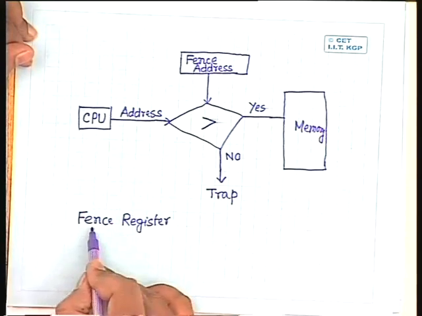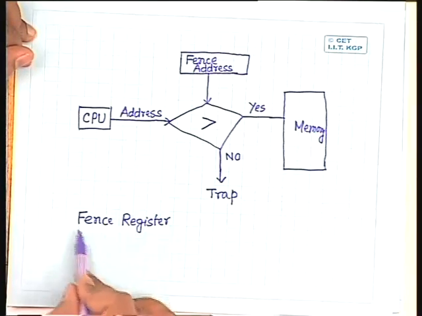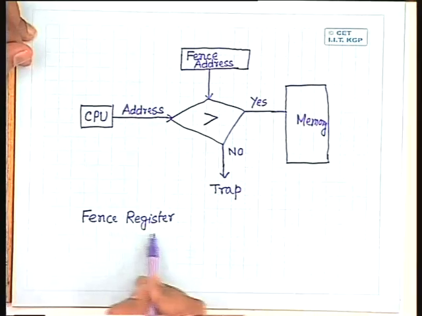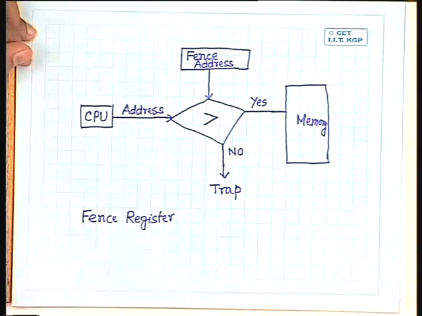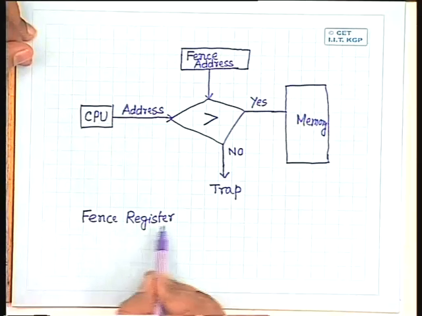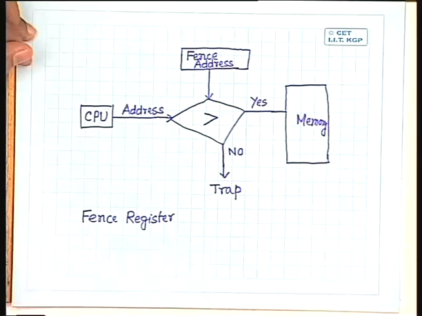Okay, and whenever I upgrade the operating system, in that case what I have to do is the fence register content has to be changed. Okay, so there must be some privileged instruction using which we can change this fence register content. The fence register content cannot be changed by anybody, because in that case there will be chaos. Okay, so there must be some privileged instruction using which you can change the fence register content, and that gives you the flexibility of upgradation of the operating system. Okay.